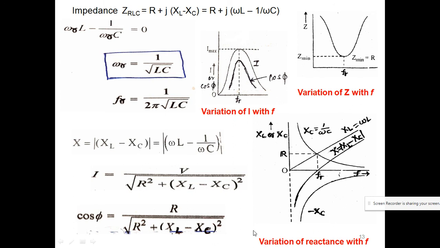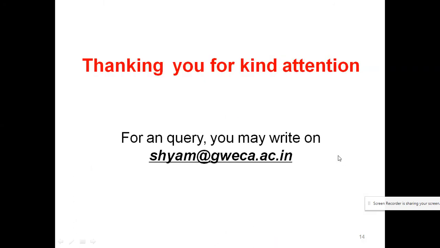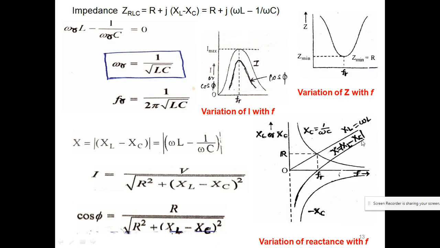And you can see the variation of the reactance with frequency here. You can easily see that XL, the inductive reactance, is proportional to the frequency. So when I increase the frequency, it goes like this in the positive portion, and in the negative portion it goes more like this. If I take the resultant of these, it will behave like this. So this figure explains the variation of reactance with frequency.